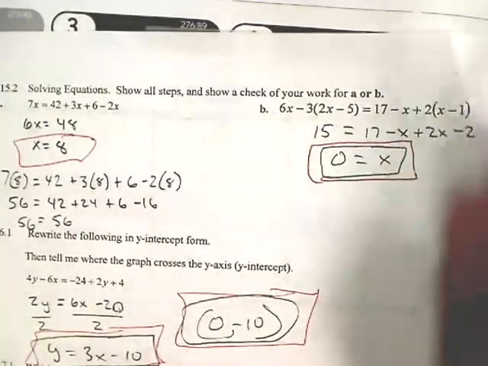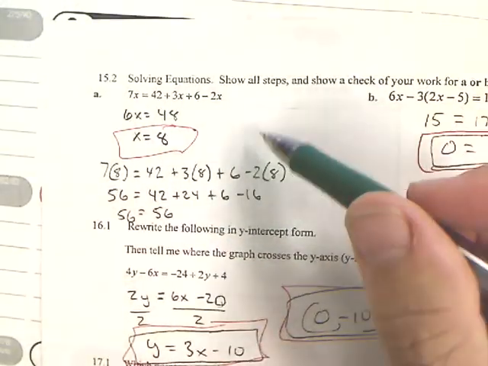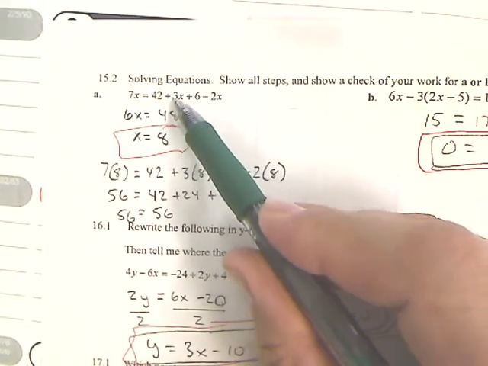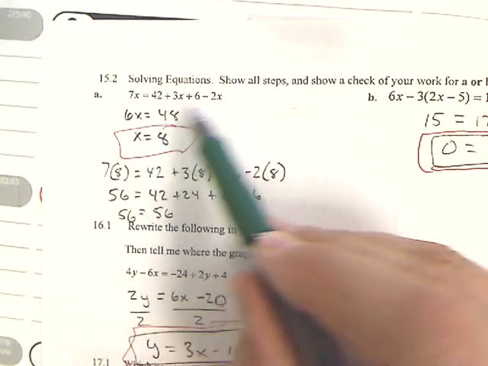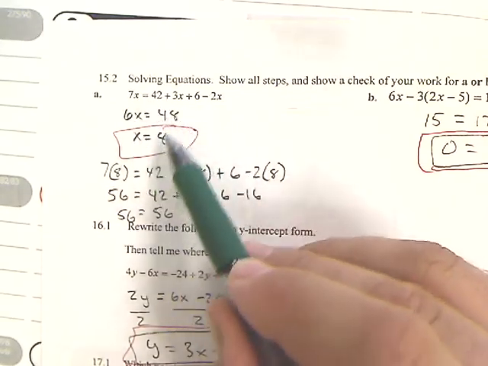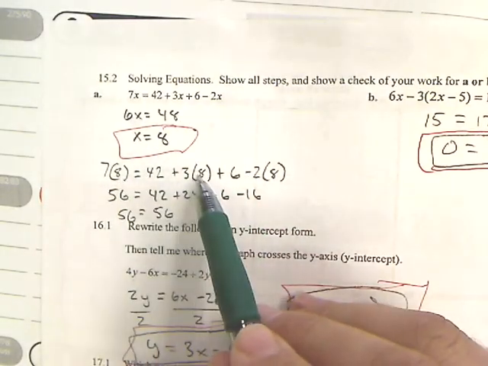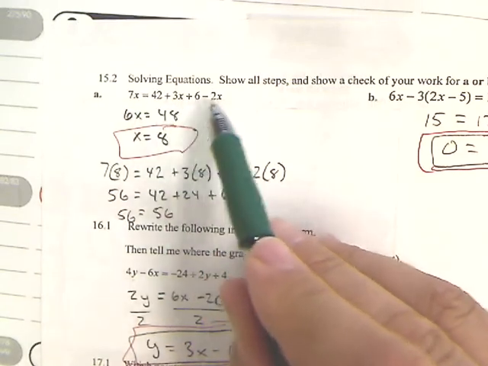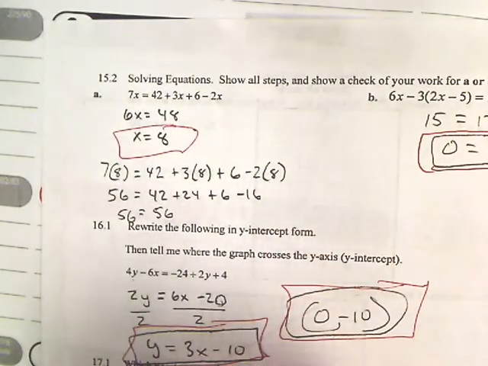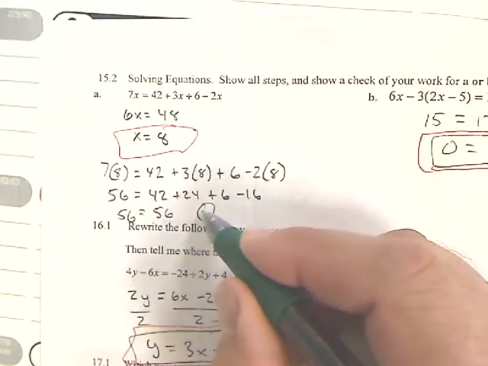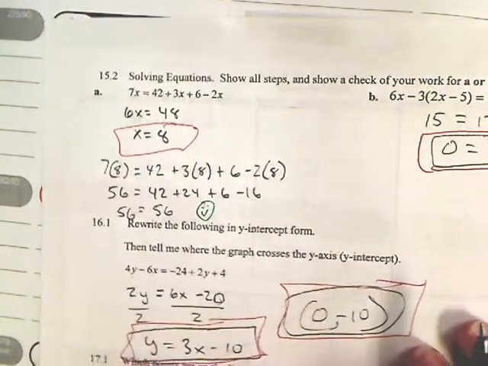Most people got A correct. Combine like terms, you get x, and I subtracted x from each side. Combine like terms, I get 48, divide, and I get 8. Substitute in my 8 for the x's, and just do the order of operations to check, and I got 56 equals 56, which makes it true, so therefore I did it correctly.